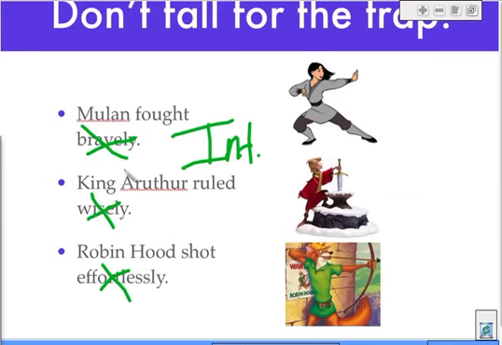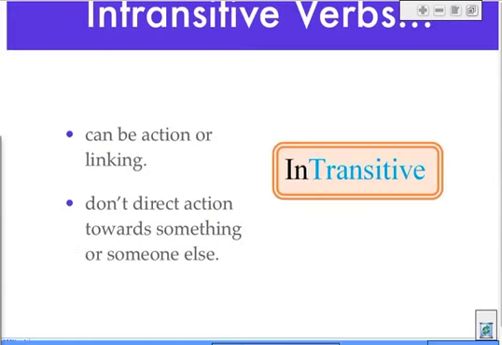Also, it could still be action, but not direct action towards something else. Let's go back to this. All of these are action verbs, right? Fought, ruled, shot. But because there's no specific thing, that would also make them intransitive. Okay, let's go to the next one here.